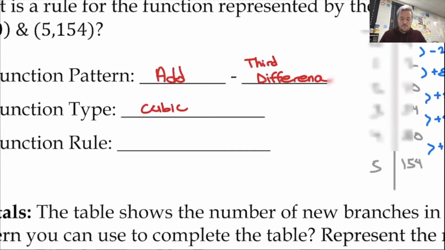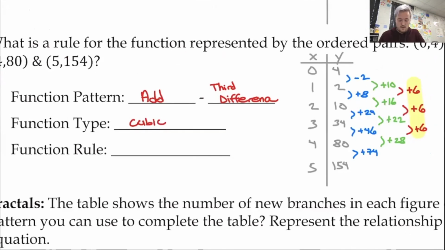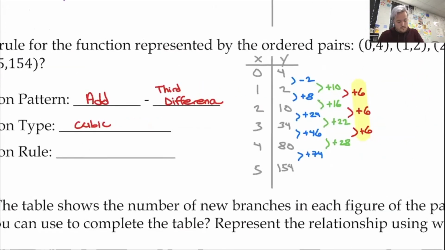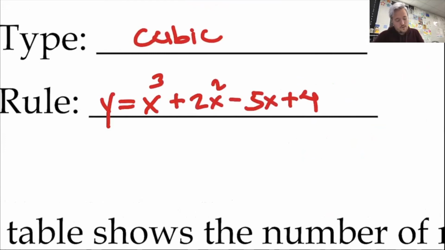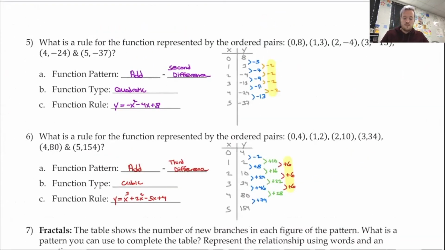And then the regression, I'm going to do over here on the side. All right, so 4, 2, 10, 34, 80, and 154. All right, so our regression here is going to be y equals x cubed plus 2x squared minus 5x plus 4. So the table is really where everything's going to come into play. You have to look at the table.